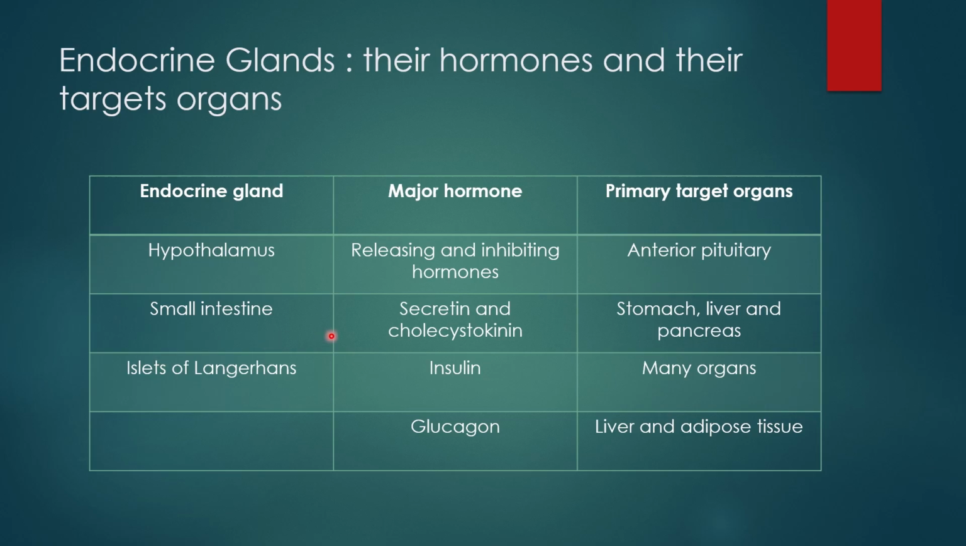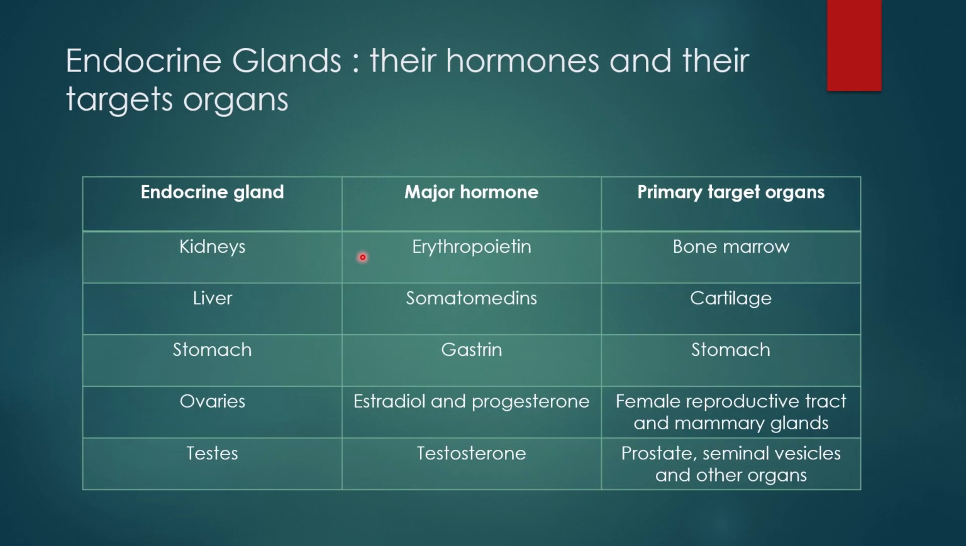Small intestine. The small intestine secretes hormones like secretin and cholecystokinin. These two hormones target the stomach, liver, and pancreas. Islets of Langerhans. This gland is present in the pancreas. These islets of Langerhans cells produce insulin and glucagon hormones. Insulin targets many organs, and glucagon targets the liver and adipose tissue.